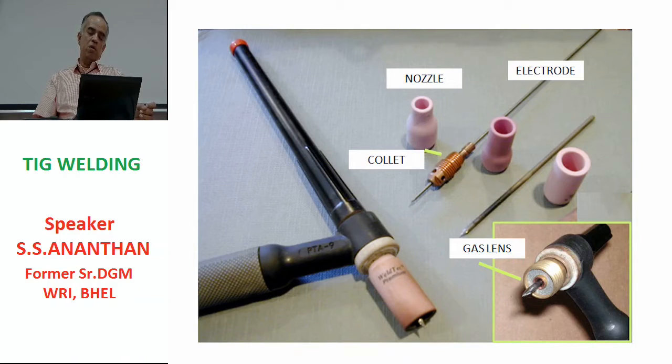Now in front of the collet you see one more component in the picture, called the gas lens. The role of the gas lens is to provide a laminar flow to the gas supply which is coming out of the torch. As you increase the shielding gas quantity to cover a wider area, there will be a tendency for turbulence in the system, and this is avoided by means of this gas lens. Now we will see the other important features of the torch.